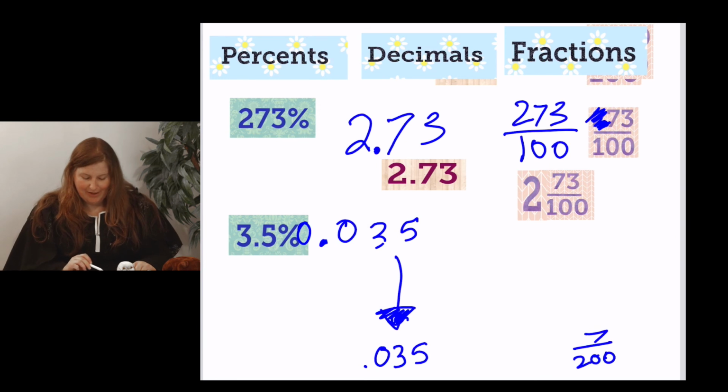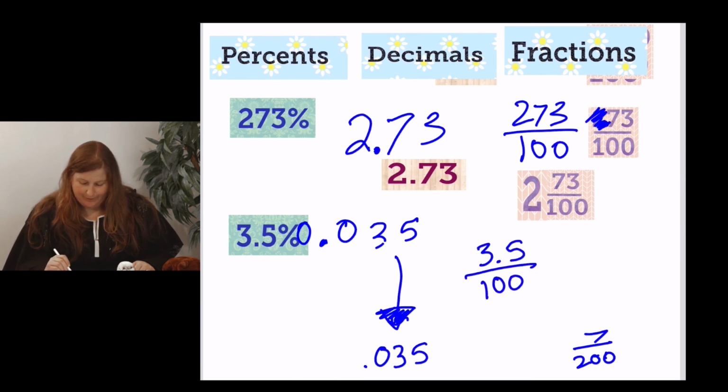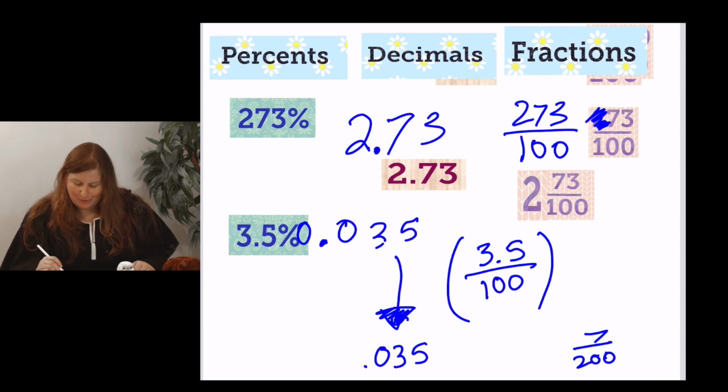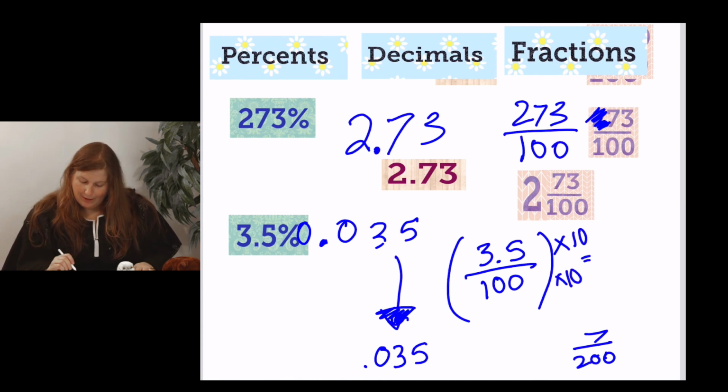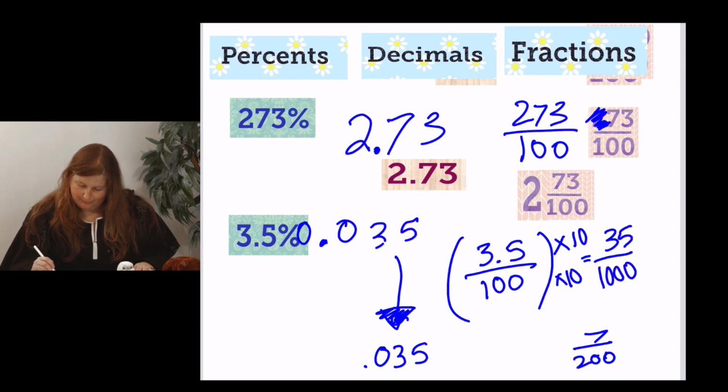Now let's try this as a fraction. We know that this is parts over 100. 3.5 parts over 100. We know we cannot have a decimal as the numerator in a fraction, so we have to multiply the entire equation, the numerator and the denominator, by 10. 3.5 times 10 is 35. 100 times 10 is 1,000.